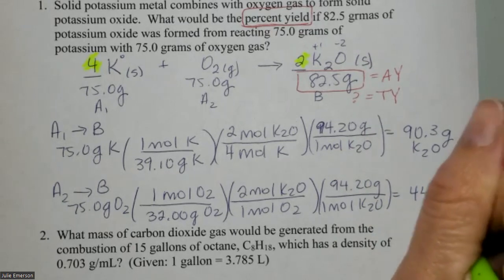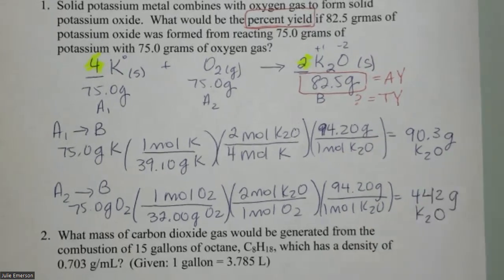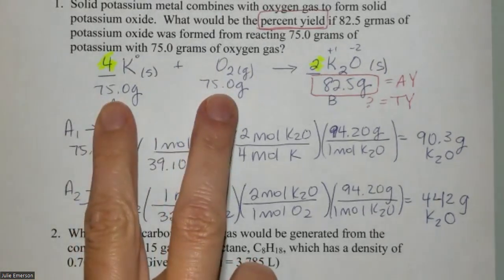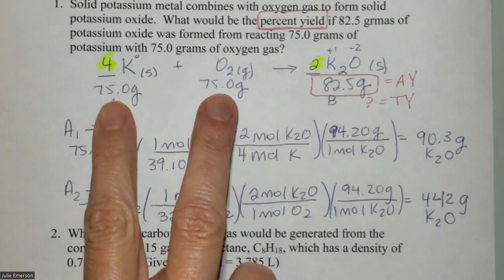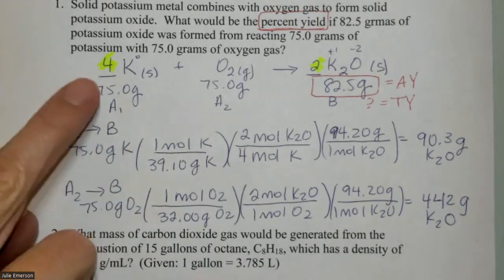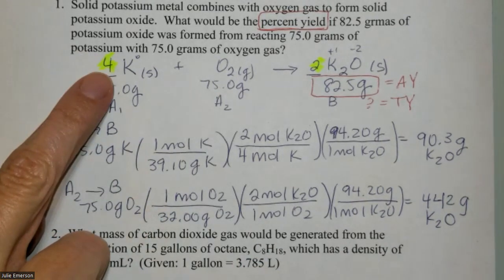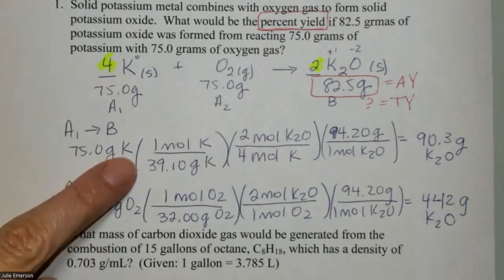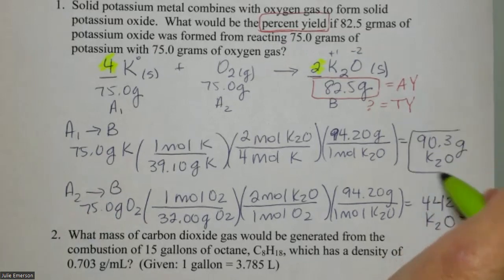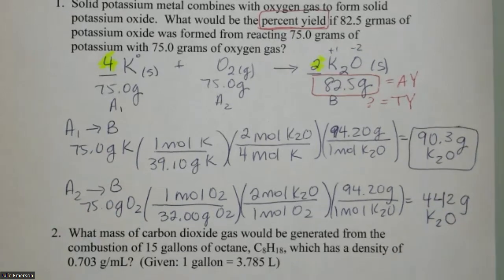442 grams of K2O. All right, so you can see that when you're given the quantities of the 2 reactants, you cannot tell which one's limiting until you start doing some work. The molar masses are slightly different, but the big difference is you need 4 times the moles of potassium as you do oxygen. So that's why potassium is the limiting reactant, and the 90.3 grams of K2O would be the most amount you could make.